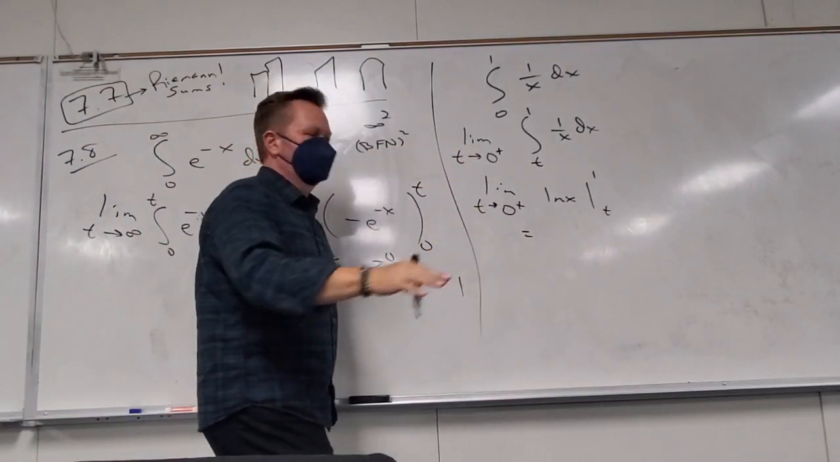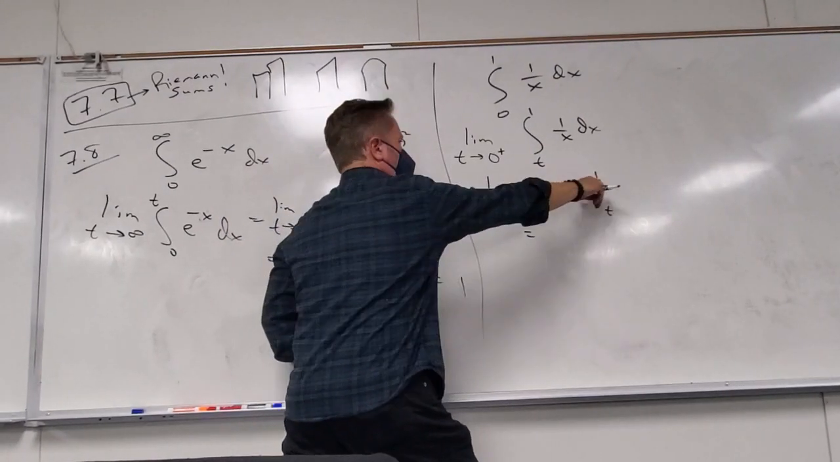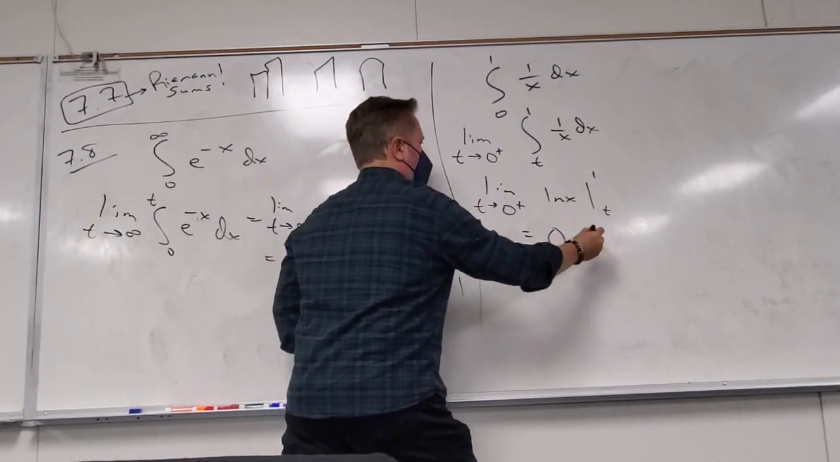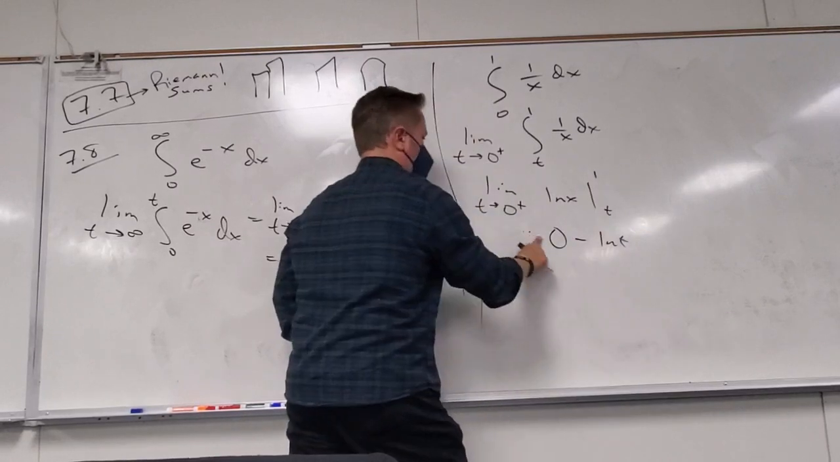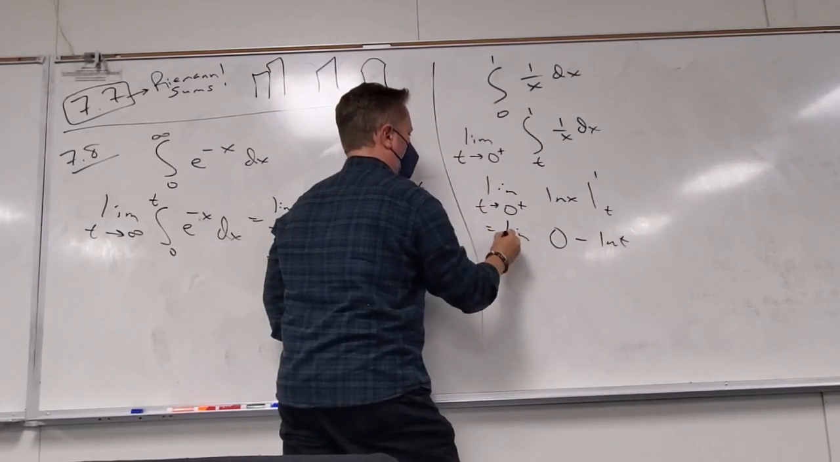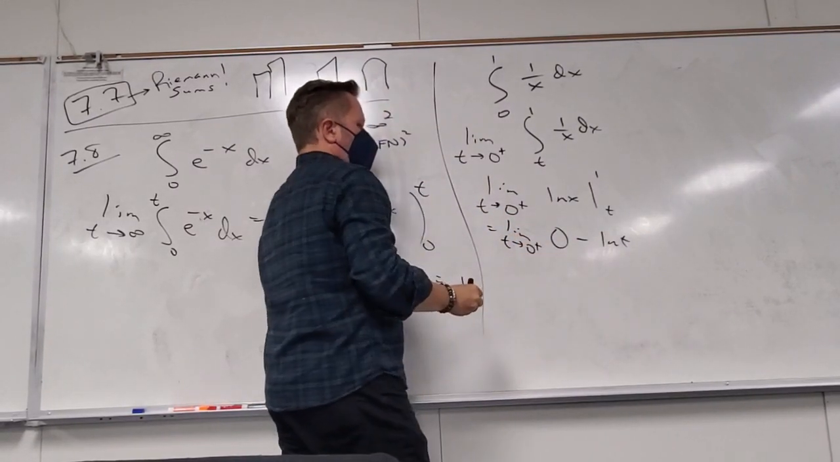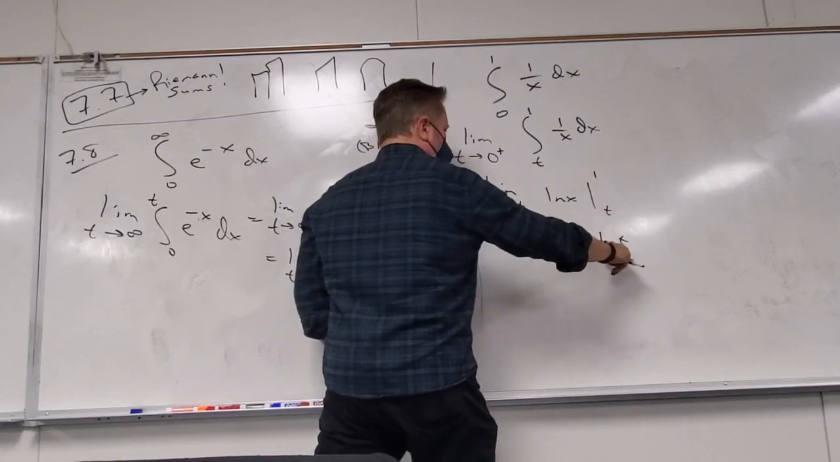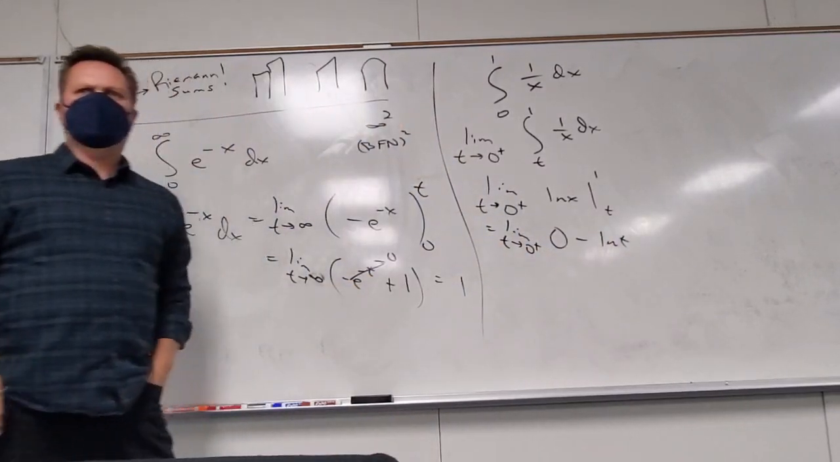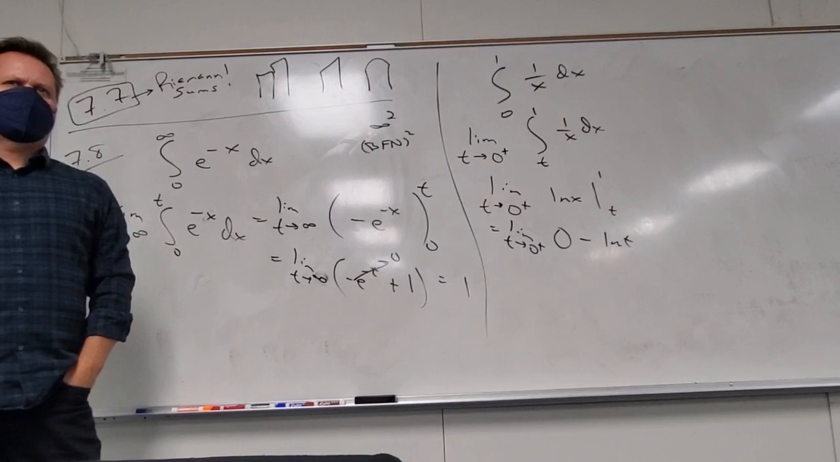So what do I get? Natural log of 1 is 0, minus natural log of t, limit. And of course, what does this do as the input goes to 0 from above? Negative infinity. It goes to negative infinity.